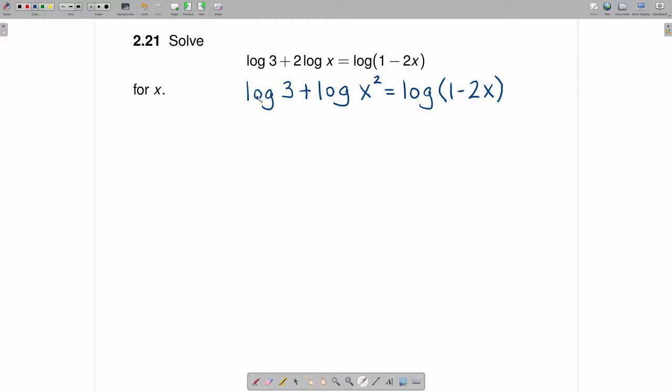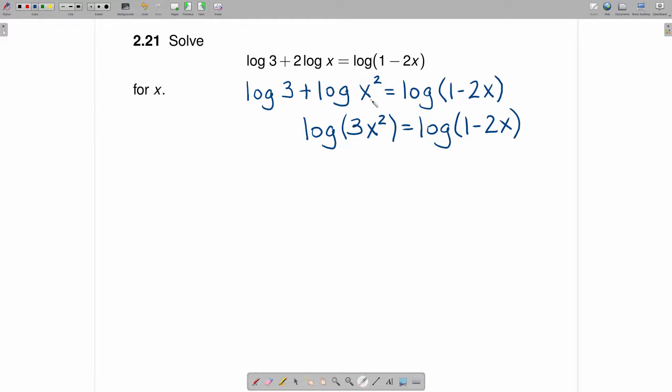A second law of logarithms tells you if you have the log of one thing plus the log of another thing, that's the same as the log of their product. So this would be the log of 3x squared is equal to the log of 1 minus 2x.